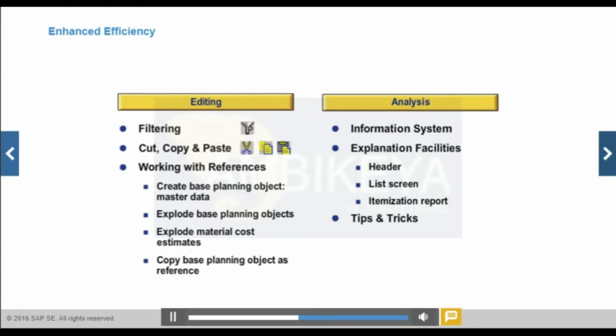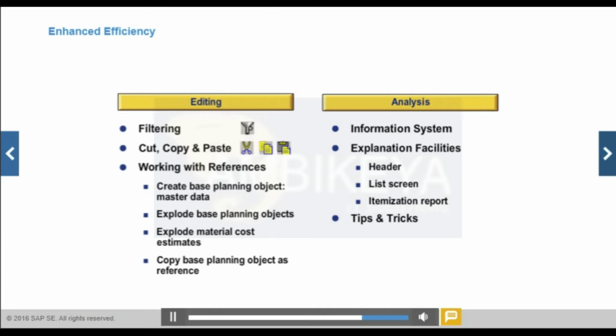Use the list screen filter to reduce the number of items displayed. To use the list screen filter, perform the following steps. Select one or more columns in the list screen. Choose the filter icon. Enter the filter requirements. To view all the items again, choose the Delete Filter push button.